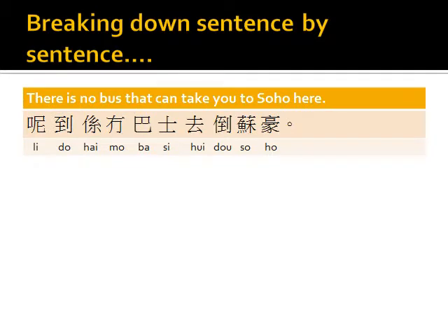So let's look at this sentence. In Cantonese, it says 呢度係冇巴士去到蘇豪. Now, in English, this means there is no bus that can take you to Soho here.